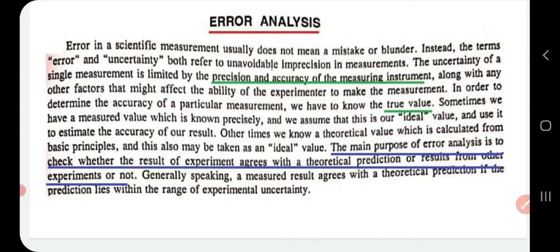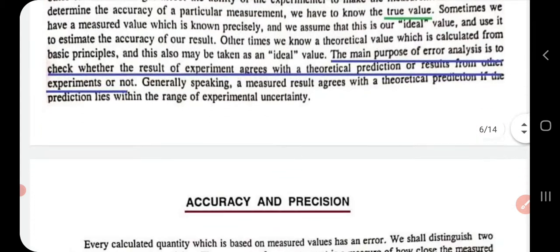So, generally speaking, a measured result agrees with a theoretical prediction if the prediction lies within the range of experimental uncertainty. So, before starting an experiment, you must be at least aware of the true value or ideal value that you should obtain. Then only will you be able to estimate the accuracy of the result that you obtain from the measurement.